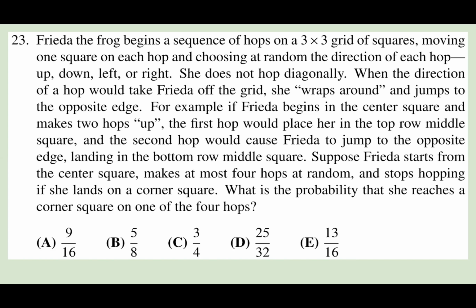Suppose Frida starts from the center square, makes at most 4 hops at random, stops hopping if she lands on a corner square. What is the probability she reaches a corner square on one of the 4 hops? Okay, a lot of words. Let me just explain what it's saying.